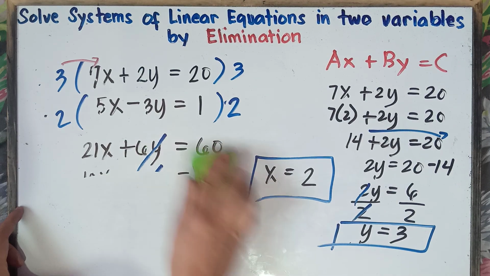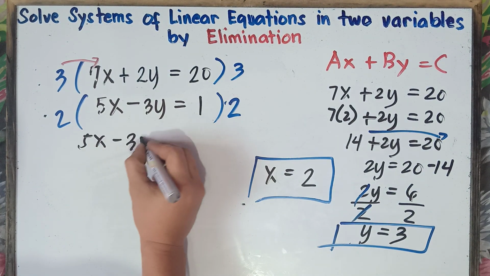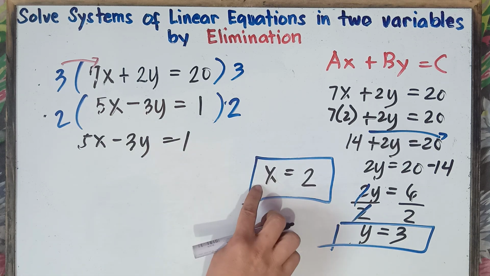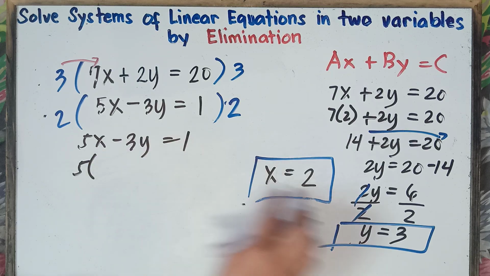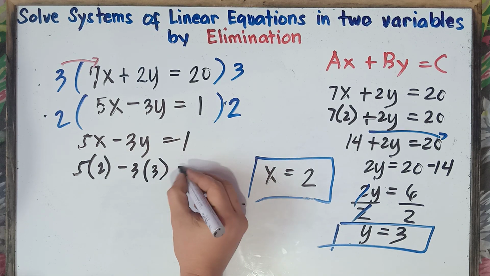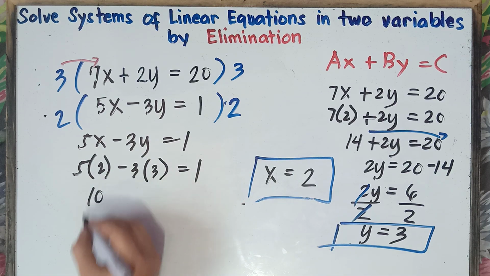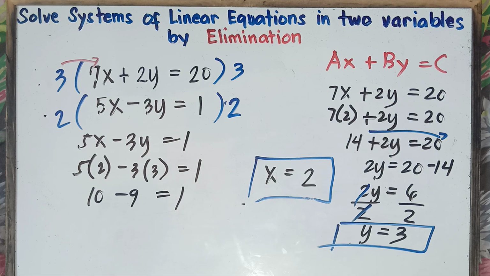Alright, let's try that one, class. Let's check if our answer is correct. So, 5x minus 3y equals 1. So, 5 times x value is 2. Minus 3 times y value is 3. Equals 1. 5 times 2 is 10. Negative 3 times 3, that would be negative 9. Equals 1. So, 10 minus 9, that would be 1 equals 1. Is 1 equal to 1? Yup. 1 is equal to 1. Therefore, class, our answer is correct.